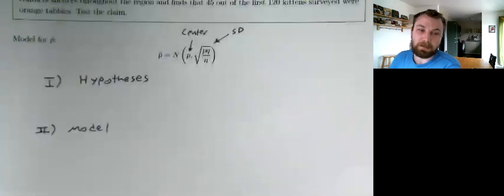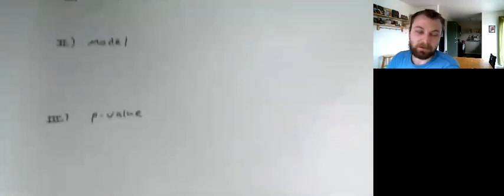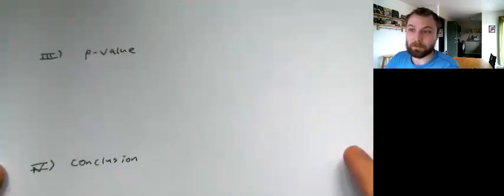First step is state the hypotheses. Second step is determine the model. Third step is to find the p-value. This is where you're going to compare the sample data to your claim. And the fourth step is the conclusion.